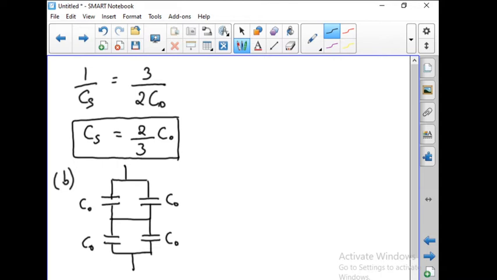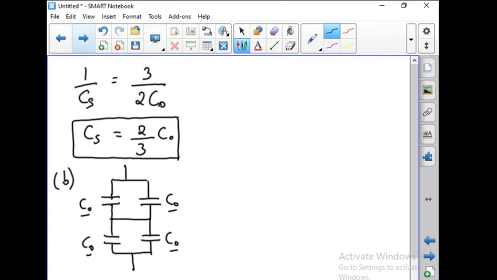Here, these two capacitors C0 and C0 are connected in parallel. Similarly, these two capacitors C0 and C0 are connected again in parallel. Therefore, we can write it as, so these two are connected. Why should we not take this as series?